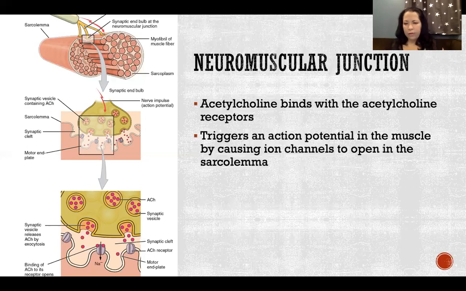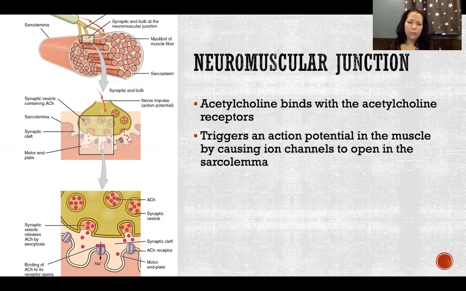Then it triggers an action potential in the muscle, just like we just had in the neuron, by causing ion channels to open in the sarcolemma. So the acetylcholine causes opening of the ion channel. Until the ion channels open, the cell is polarized, meaning that it's very negative inside the cell and much more positive outside the cell. So it's polarized, meaning we've separated the two charges. And that means that it has a great potential to carry that electric current.